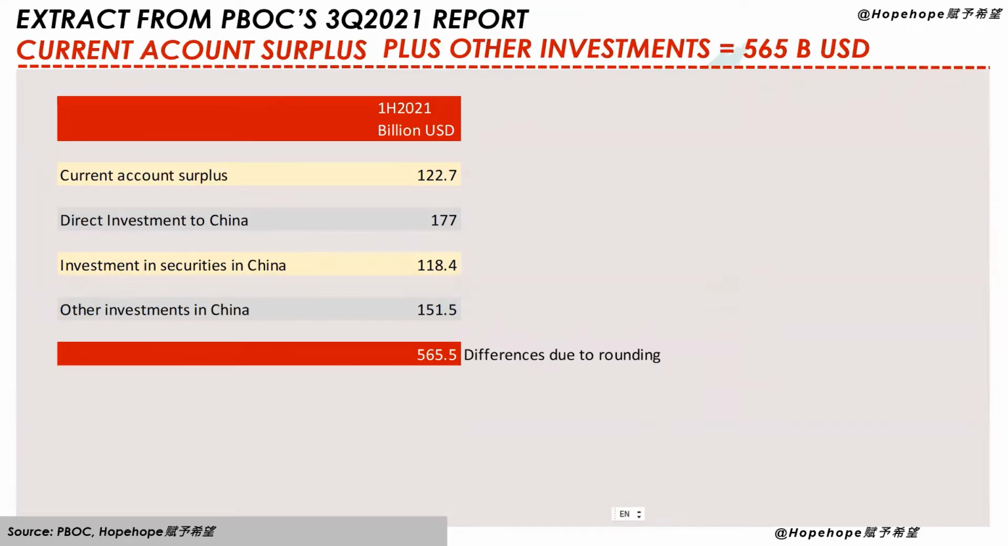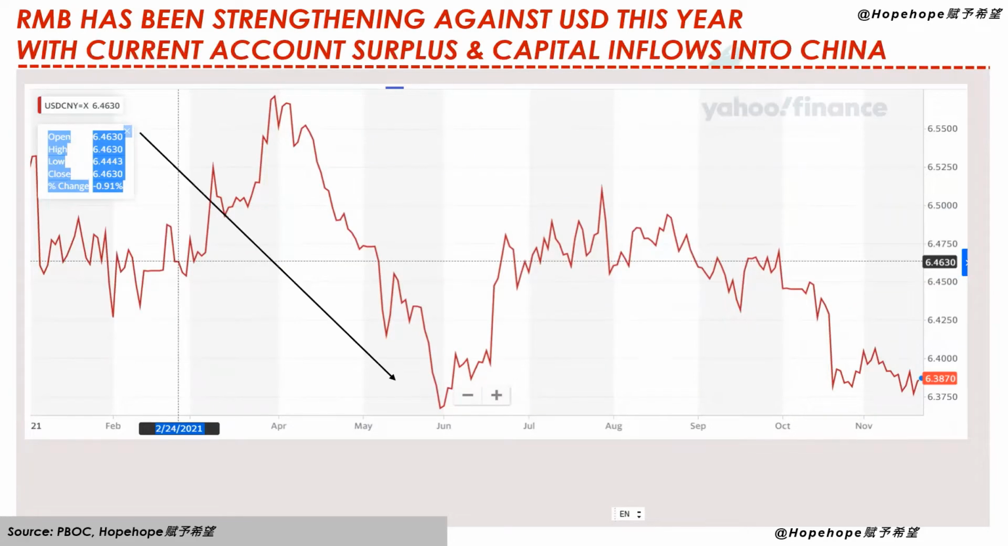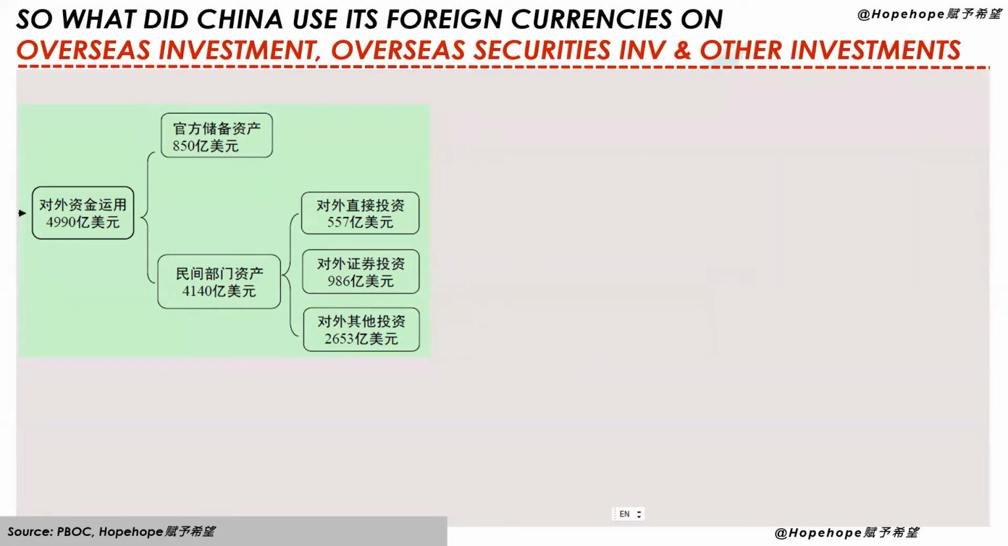Note that current account surplus plus other investment is equal to 565 billion USD. Renminbi has been strengthening against USD this year, with current account surplus and capital inflows into China. So what did China use its foreign currencies on? Overseas investment, overseas securities investment, and other investment.